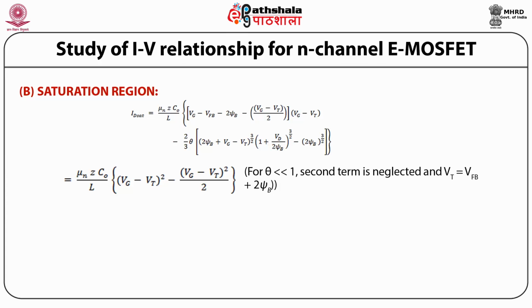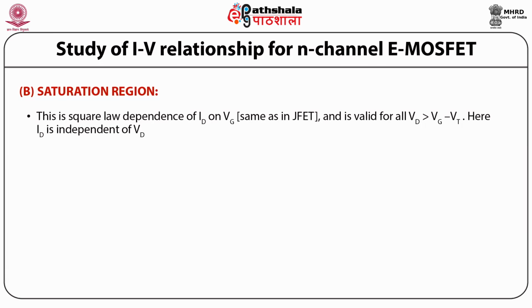So for theta very much less than 1, the second term is neglected, and Vt is equal to VFB plus 2 psi p. So ID saturation is equal to mu n Z C0 by 2L multiplied by (Vg minus Vt) the whole square. This is the square law dependence of ID on Vg, which is the same as in JFET, and it is valid for all Vd greater than Vg minus Vt. So here ID is independent of Vd.